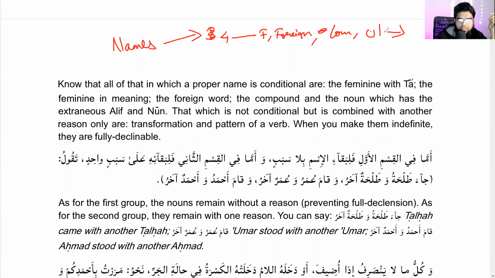So what will happen to these names if you make them nakira? Like these should be names, right? Or if you say that Talha came and another Talha came. So when you say another Talha, that time, it takes tanween. So this Talha, you made it nakira, indefinite, you give it tanween. It becomes munsarif that time.